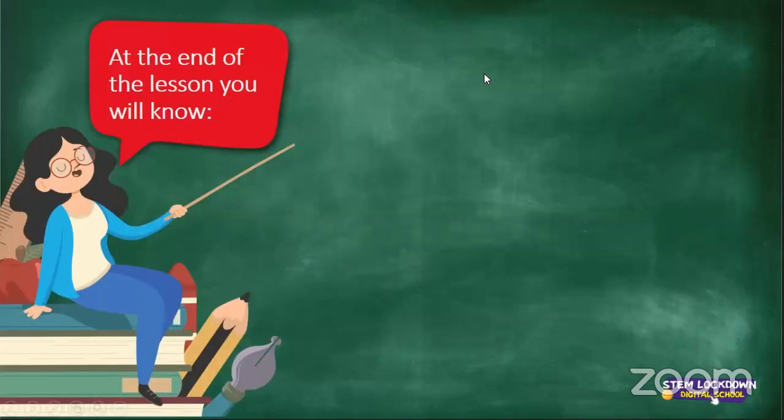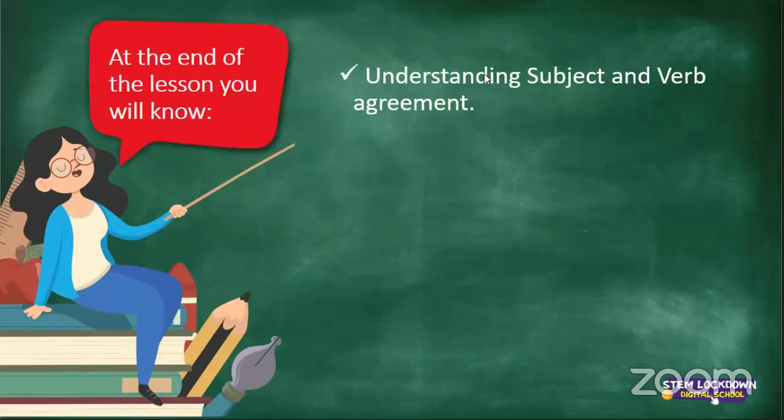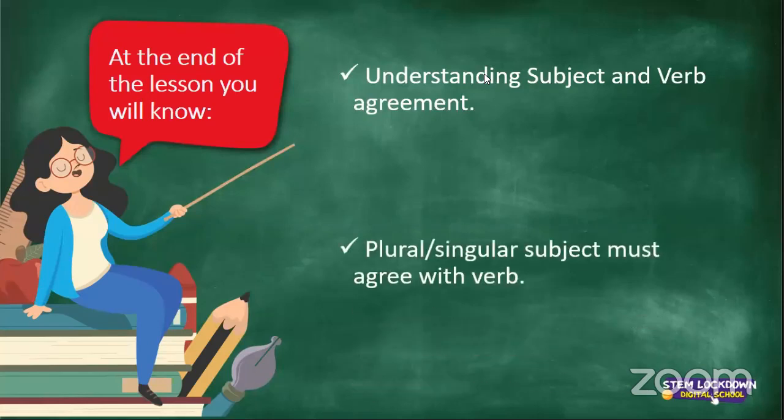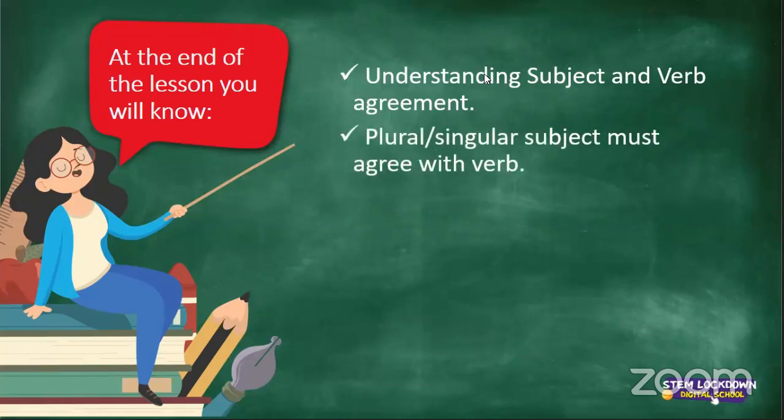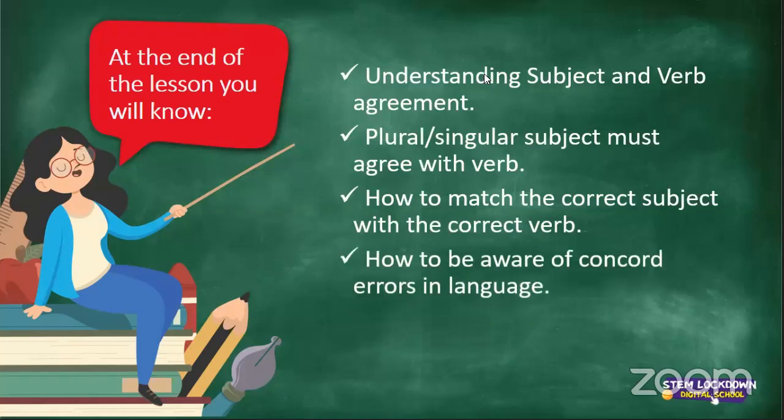Right, so today we're doing Concord, and at the end of the lesson, you will know the following. You'll understand subject and verb agreements. You will use plural or singular subjects, and you will make sure that these subjects agree with your verb. And you will know how to match the correct subject with the correct verb, and how to be aware of Concord errors in language.